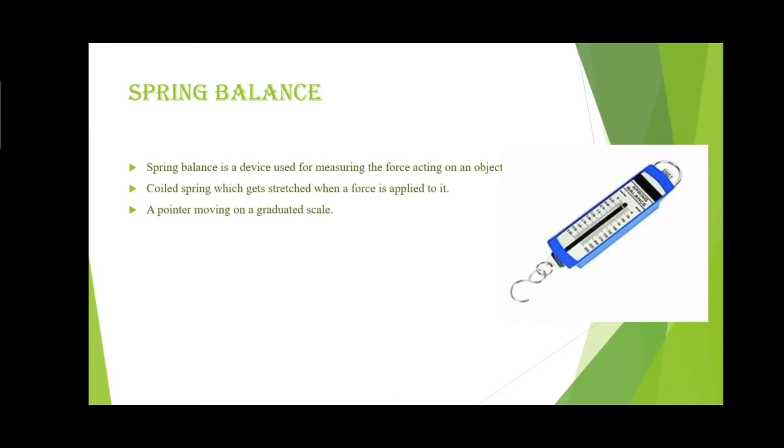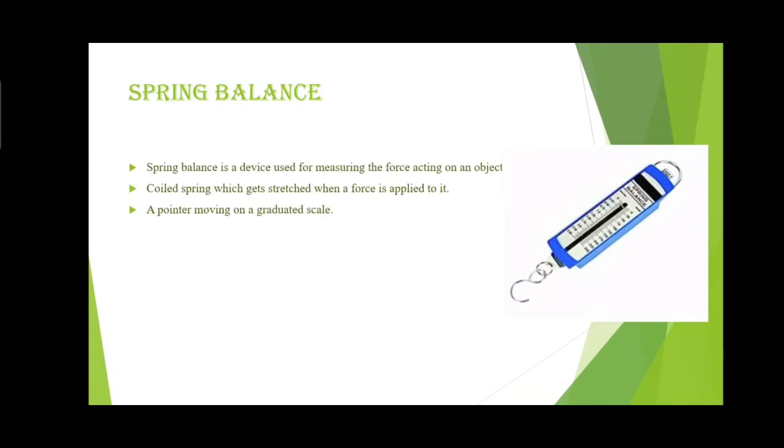Then, about the spring balance. A spring balance is a device used for what? Measuring the force acting on an object. See the picture? It consists of a coiled spring which gets stretched when a force is applied to it. If you apply a force, the spring will be stretched. The stretching of the spring is measured by a pointer moving on a graduated scale.